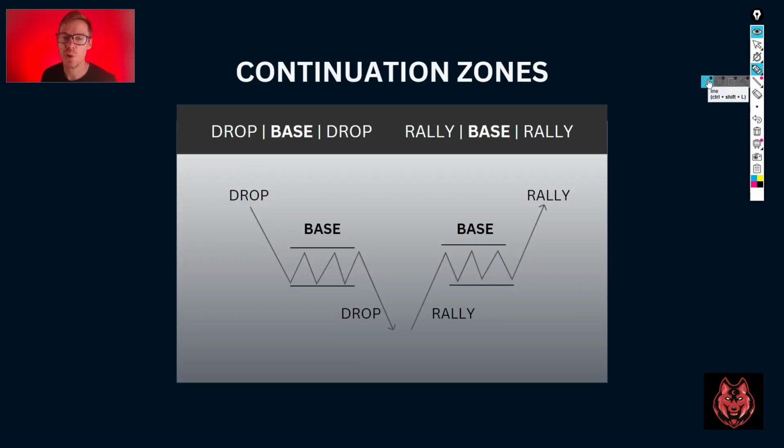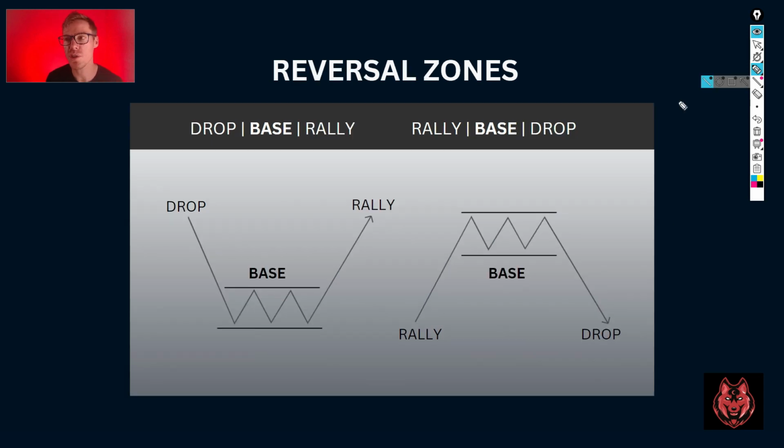Here is an example of continuation zones. We get a drop, we get a base, and a drop again. Or we get a rally, a base, and a rally. Depending on the trend, if it's a downtrend, we know it's a drop, base, drop. If it's an uptrend, we know it's a rally, base, rally. Super simple.